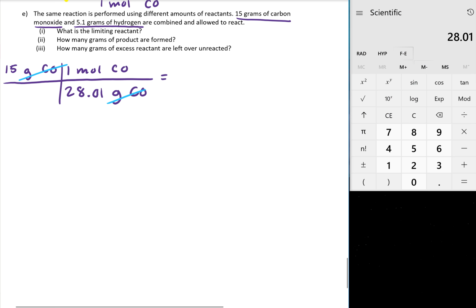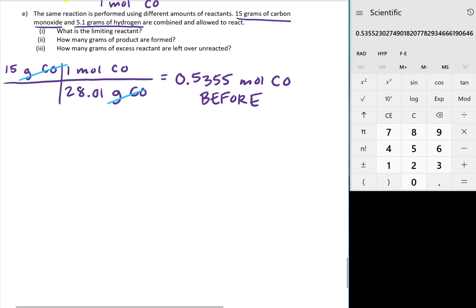Okay, so 15 divided by 28.01. And I get this really long number in the calculator. Four decimal places is sufficient for us. So this is 0.5355 moles of carbon monoxide. And remember that we are still working with our before value. We're going to repeat this process for the hydrogen.